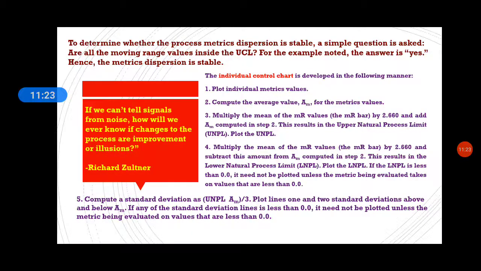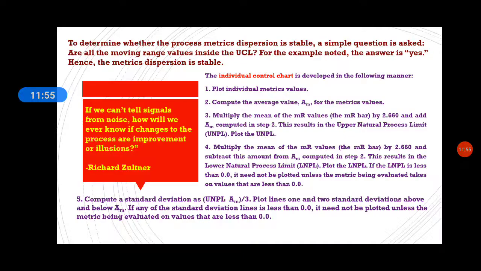The individual control chart is developed in the following manner. The first step is to plot individual metric values. To create an individual control chart, we first plot the individual metric values. The next step is to compute the average value, represented by AM, for the metric values.